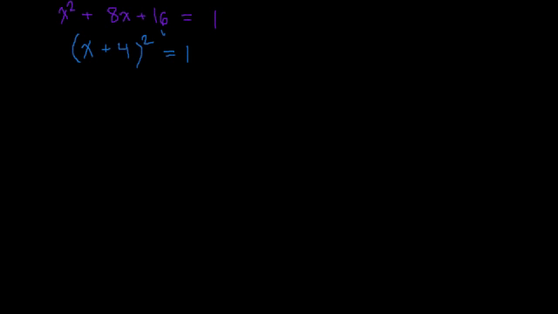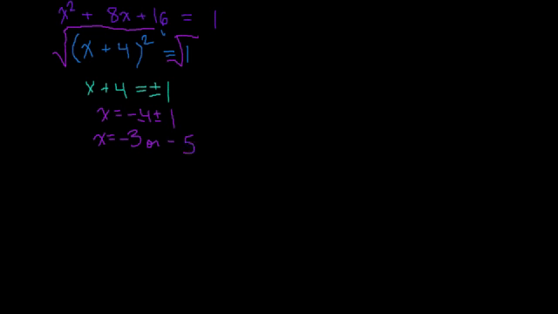Now, let's take the square root of both sides. What does this tell us? Well, x plus 4 is equal to plus or minus 1. Because the square root of 1 is 1, you always have to add the plus or minus. So now we just subtract 4 on both sides. So x equals negative 4 plus or minus 1. So x equals negative 4 plus 1, negative 3, or negative 5. Beautiful, isn't it?